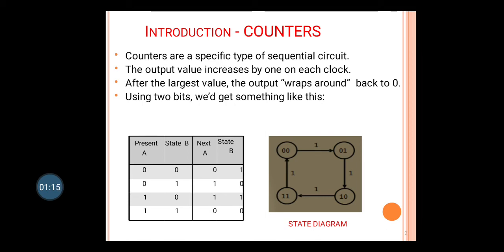The truth table is also shown here. The present states are 0 0, 0 1, 1 0, 1 1. The next state, as the first state is 0 0, the next state will of course be 0 1. So it starts from 0 1 and so on.